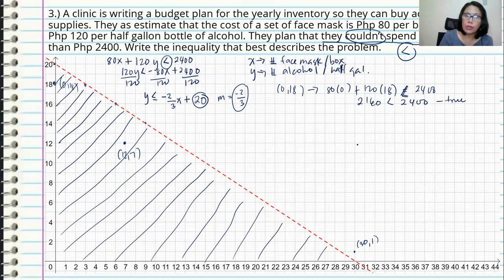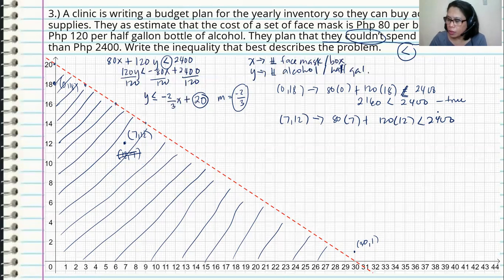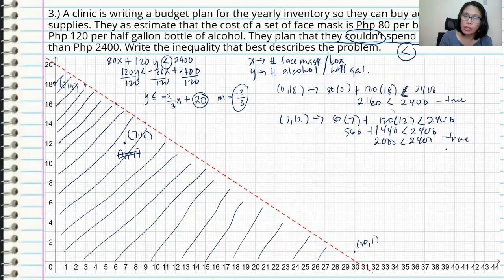And then let's consider, or rather, (7, 12) instead. So this is 80 times 7 plus 120 times 12, less than 2,400. We know that 80 multiplied by 7 equals 560, and 120 times 12 is 1,440. This is definitely less than 2,400, amounting only to 2,000. Again, this is a true statement because this is a possible solution.